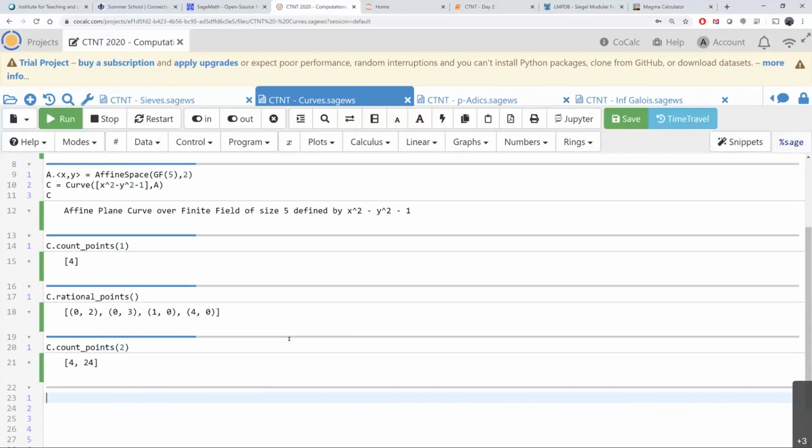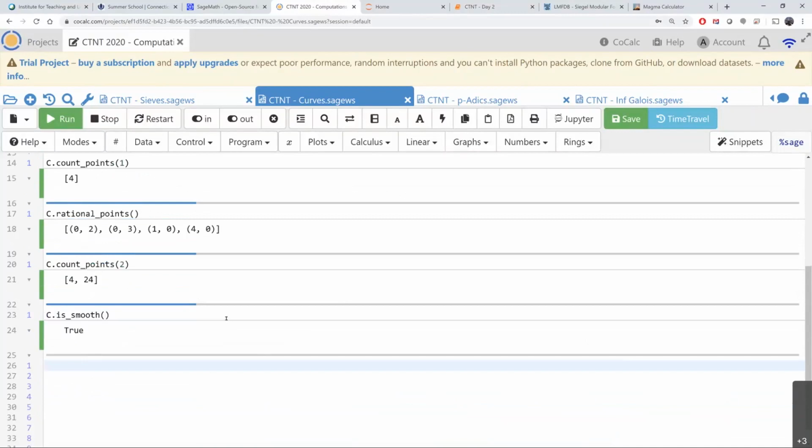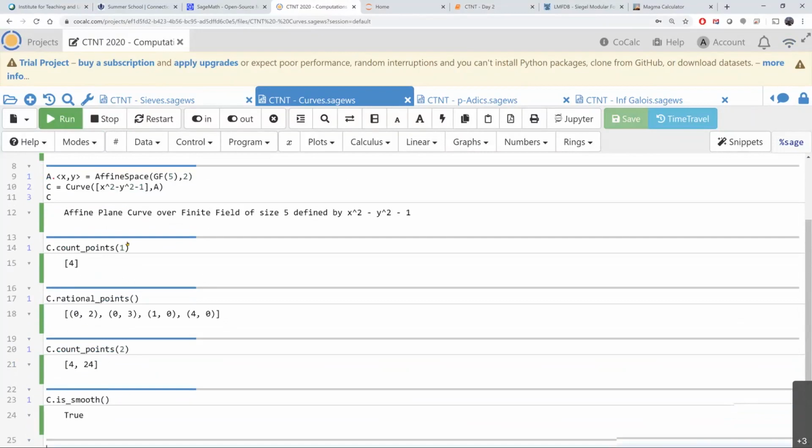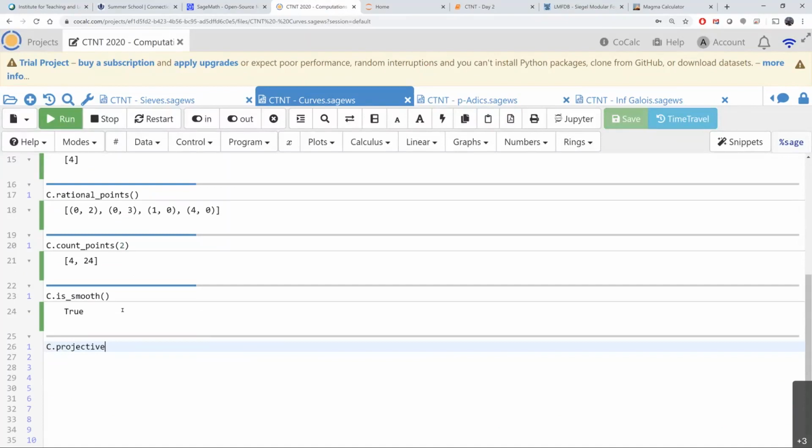All right. When we have curves, we can check that they are smooth over the base field. Yes, it's smooth. And this was an affine curve, that you remember. I can make it projective. So I can look at the projective closure of my curve. And it gives me some projective closure.